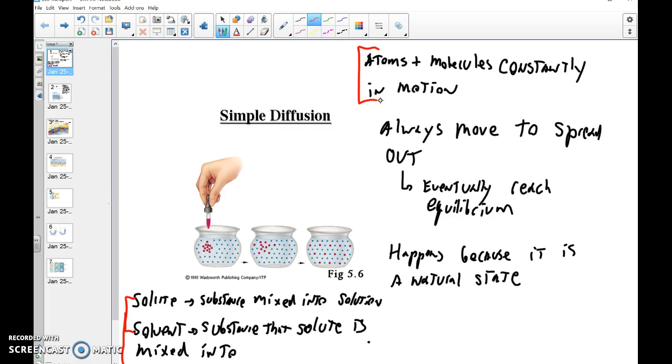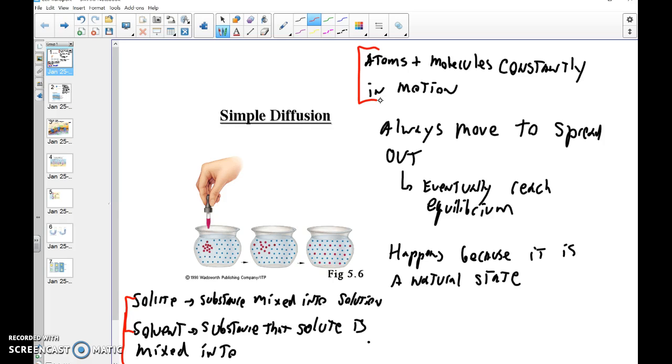Atoms and molecules and compounds are constantly in motion. The air around you is constantly in motion. Water in a water bottle or a swimming pool or a sink is constantly in motion. Molecules you can and cannot see are constantly in motion. And when they are in motion, they are always moving to spread out from where they are. And they will continue to spread out until they reach equilibrium.